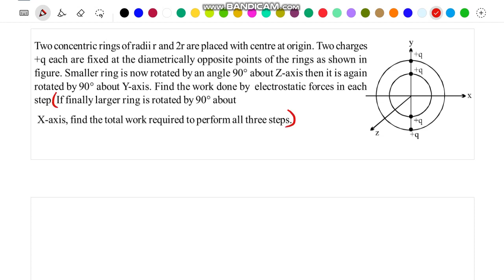Now in the last part of the problem, if the larger ring is rotated by 90 degree about x-axis, we have to find the total work performed in all the three steps.